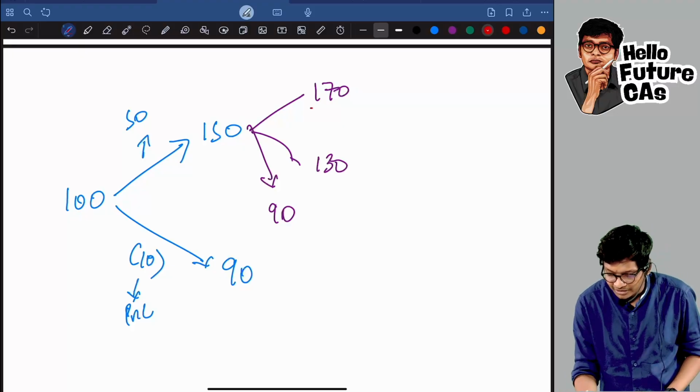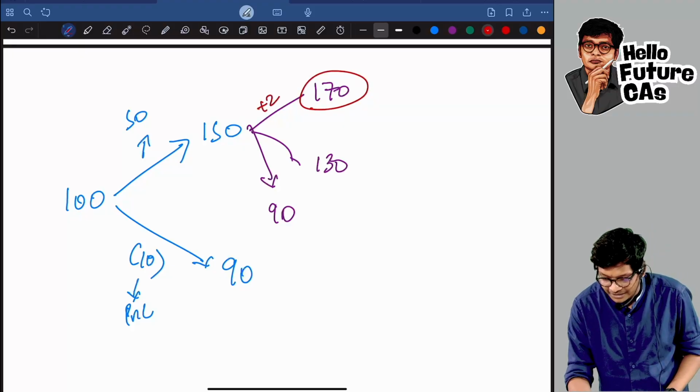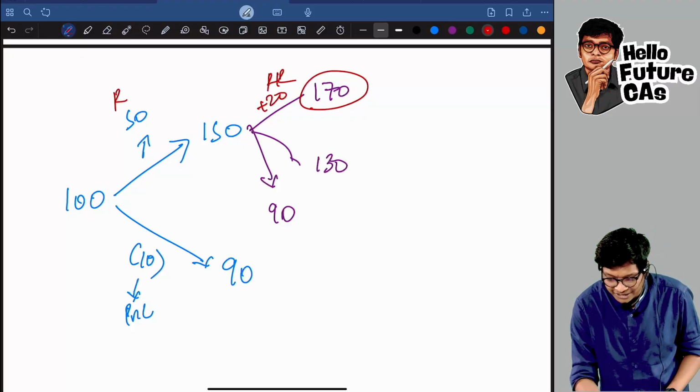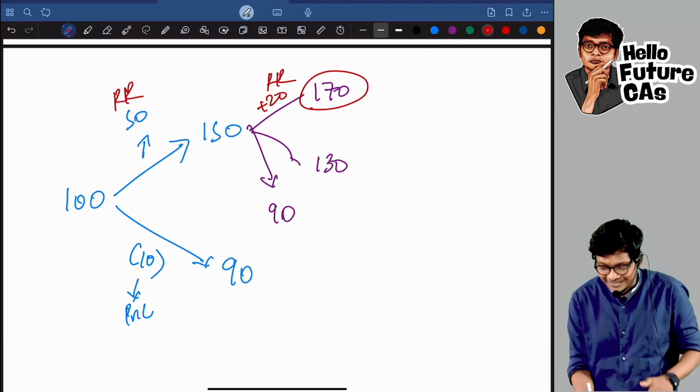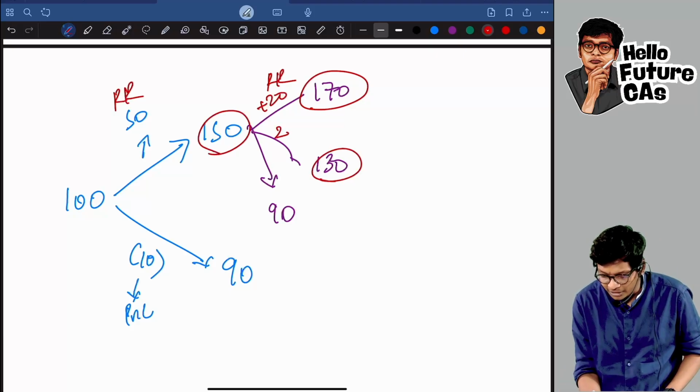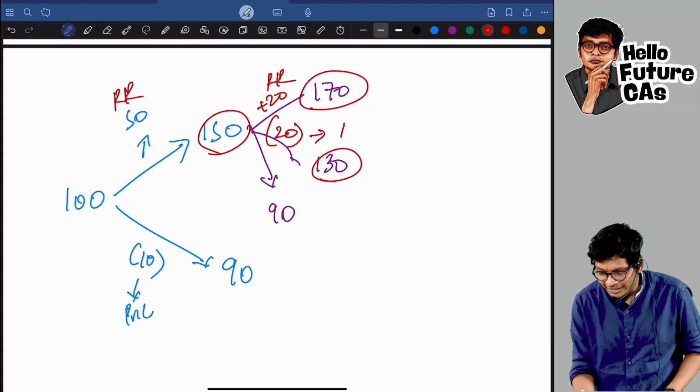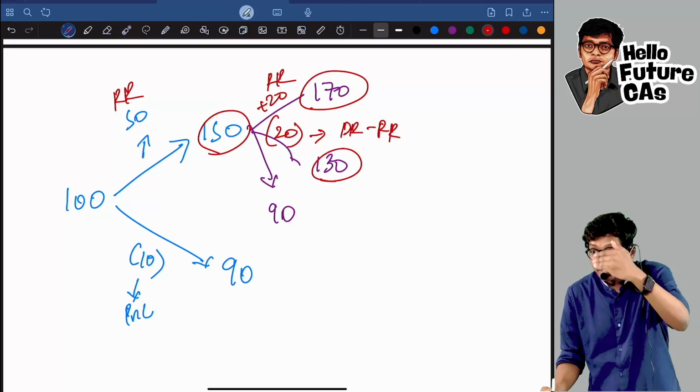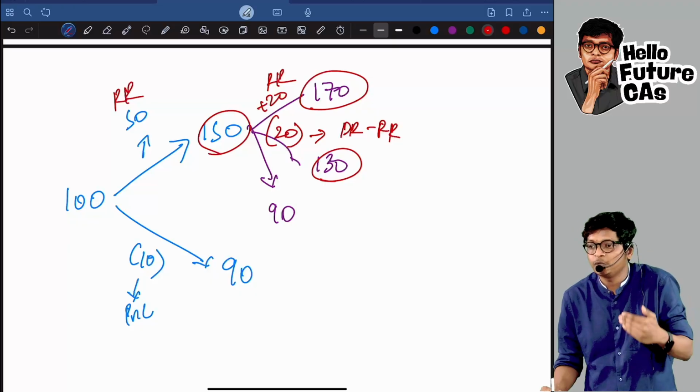How to account, sir? If it again became 170, the extra 20 will again go to revaluation reserve. Both are gains. Second, 150 became 130. What is the loss? 20. What will you debit, guys? Revaluation reserve. So a subsequent loss will first be adjusted against revaluation reserve.